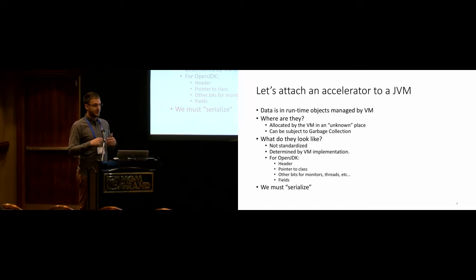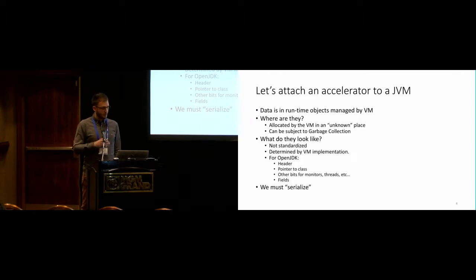But for an accelerator developer, you want to know where the data is, because otherwise you can't really move it to the accelerator. So this is one problem. Now there's another problem. What does the data look like in memory? For Java, for example, the specification doesn't standardize what the data objects actually have to look like in memory. It standardizes a lot of things, but not that. So many different VM implementations can do it in any way they want.